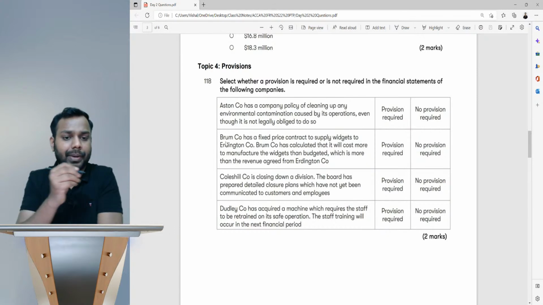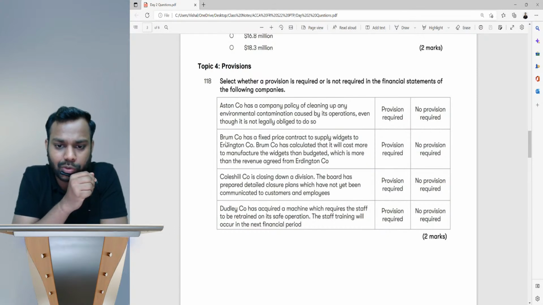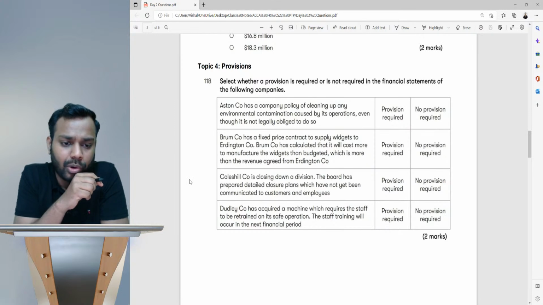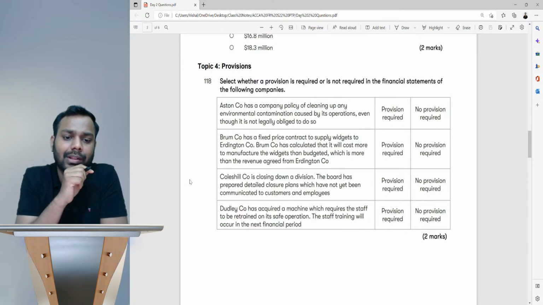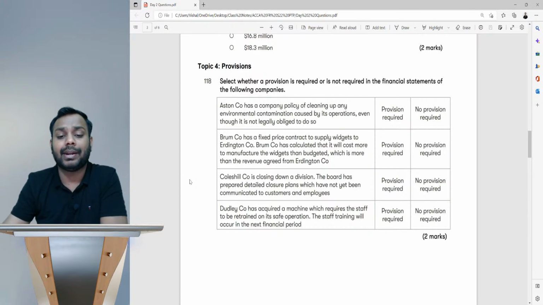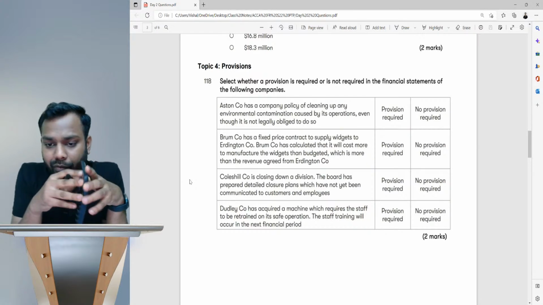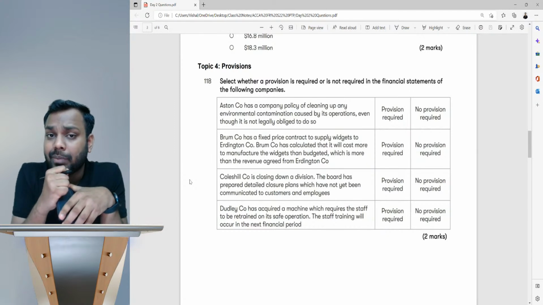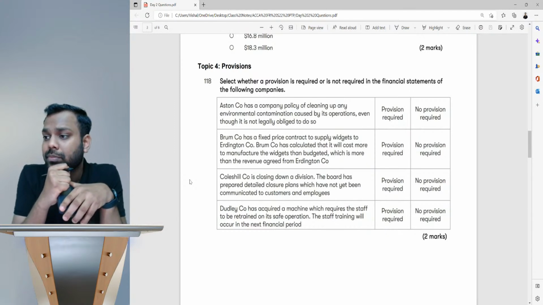Now, Broom Company has a fixed price contract to supply widgets to Eldington Company. Broom Company has calculated that it will cost more to manufacture the widgets than budgeted, which is more than the revenue agreed from the Eldington Company. Tell me what will happen. Will we record a provision? So this becomes an onerous contract, right?